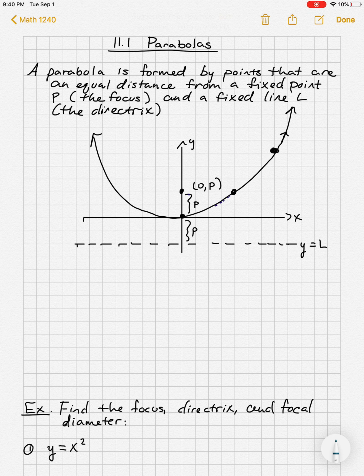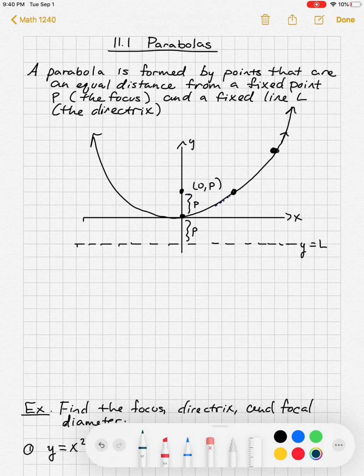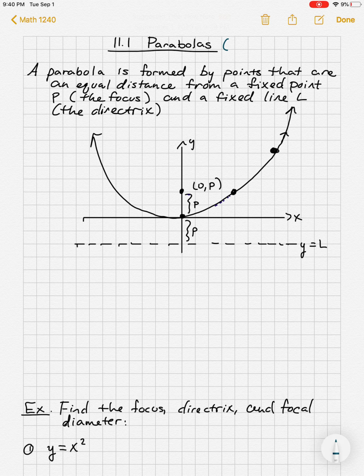Right, 11.1 looks at some geometry. So we've looked at parabolas before, but this section is interested more in the geometry of parabolas. Specifically, parabolas with the vertex at the origin. So unshifted parabolas.